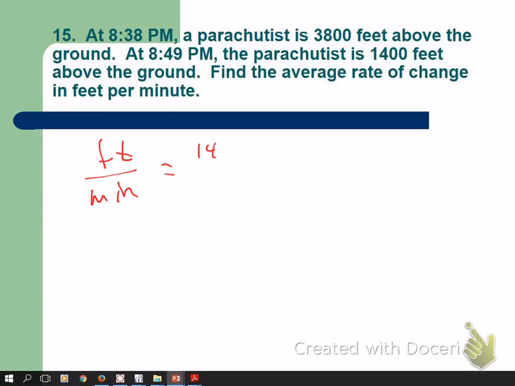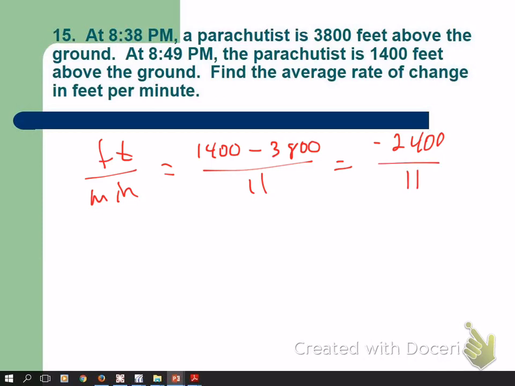Well, at 8:49, he was at 1,400 feet. At 8:38, it started out at 3,800 feet. So I want to subtract 1,400 minus 3,800. Where is the parachutist at the later time? That's what I want to start with first. Because that's how we would find out how much time passed, right? From 8:38 to 8:49 is going to be 11 minutes. And in that 11 minutes, does it make sense that the change in altitude is 2,400 feet in the negative direction?